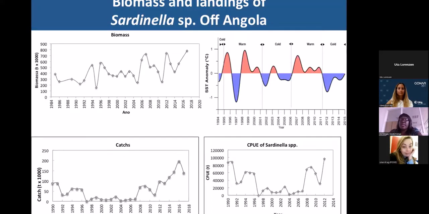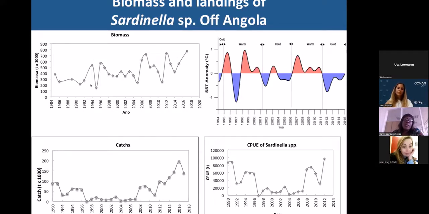In terms of their biomass and landings, it's important to say that most of these results are from the hydroacoustic research along the coast of Angola. In terms of biomass, it's known that this program has been carried out from 1985 to 2020. These show high fluctuations in the biomass, and most of this fluctuation is related to some physical anomalies, such as the sea surface temperature anomalies that, as I mentioned before, occur on a quasi-decadal time scale.